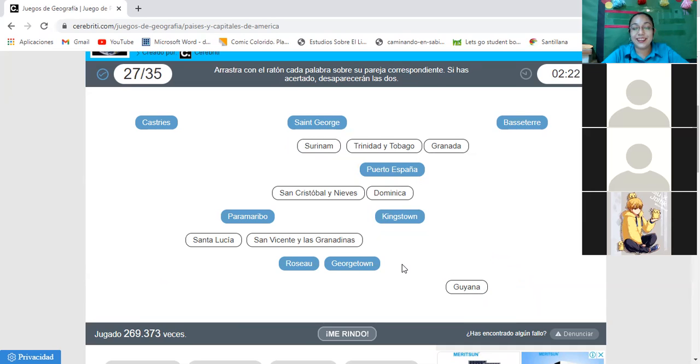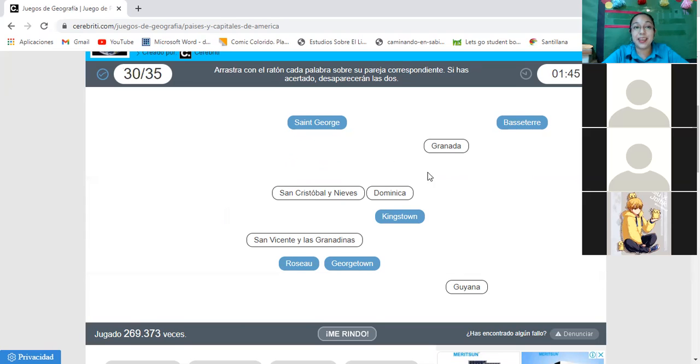Okay, 27. Castries, Santa Lucia. Okay, Castries, Santa Lucia. Let's see, yes. Puerto España. San Cristóbal y Nieves, no. Trinidad y Tobago, yes, Puerto España. Okay. Paramaribo. What is this one? Surinam or Suriname. Yeah, Surinam.